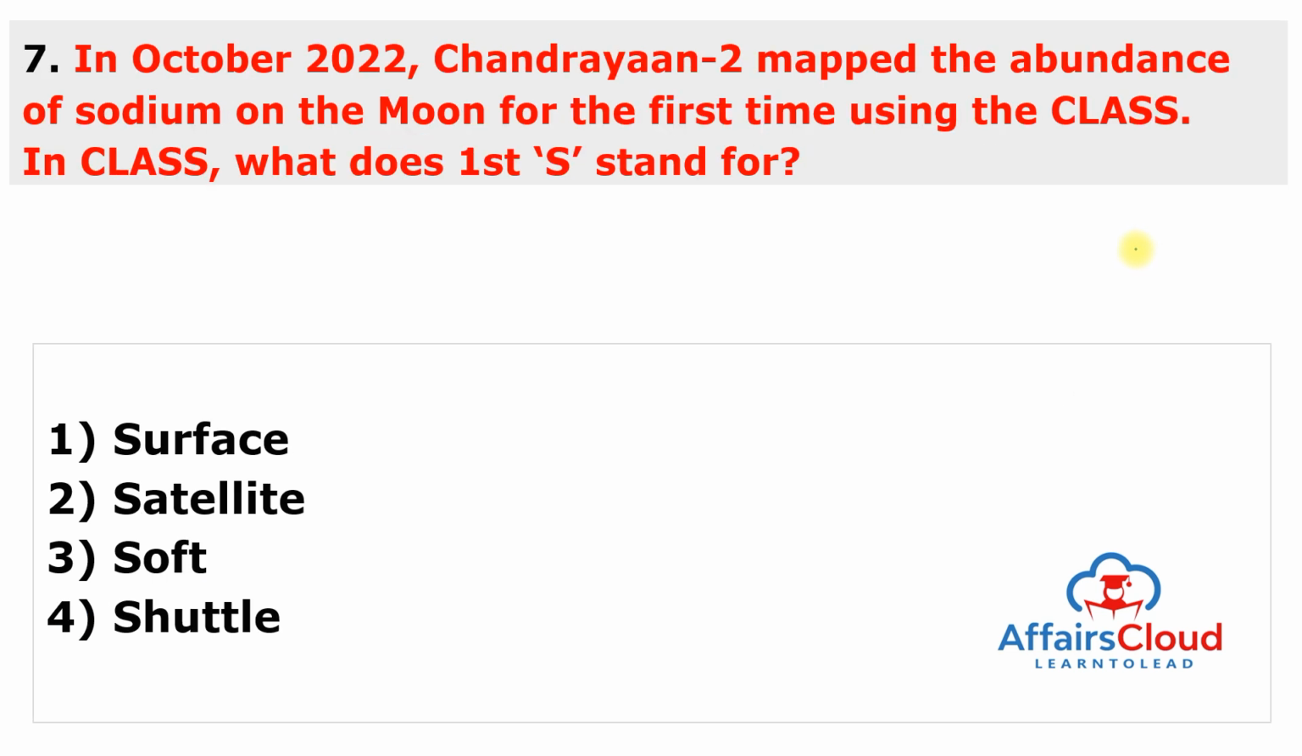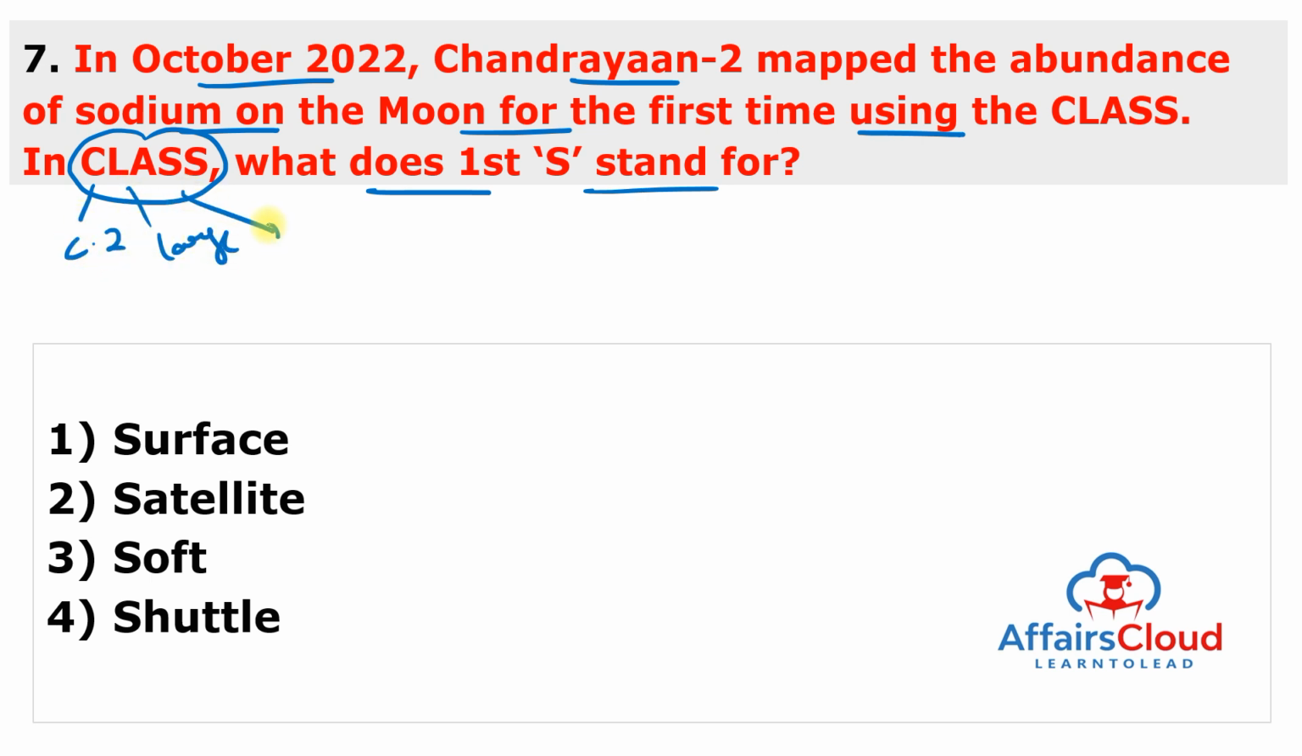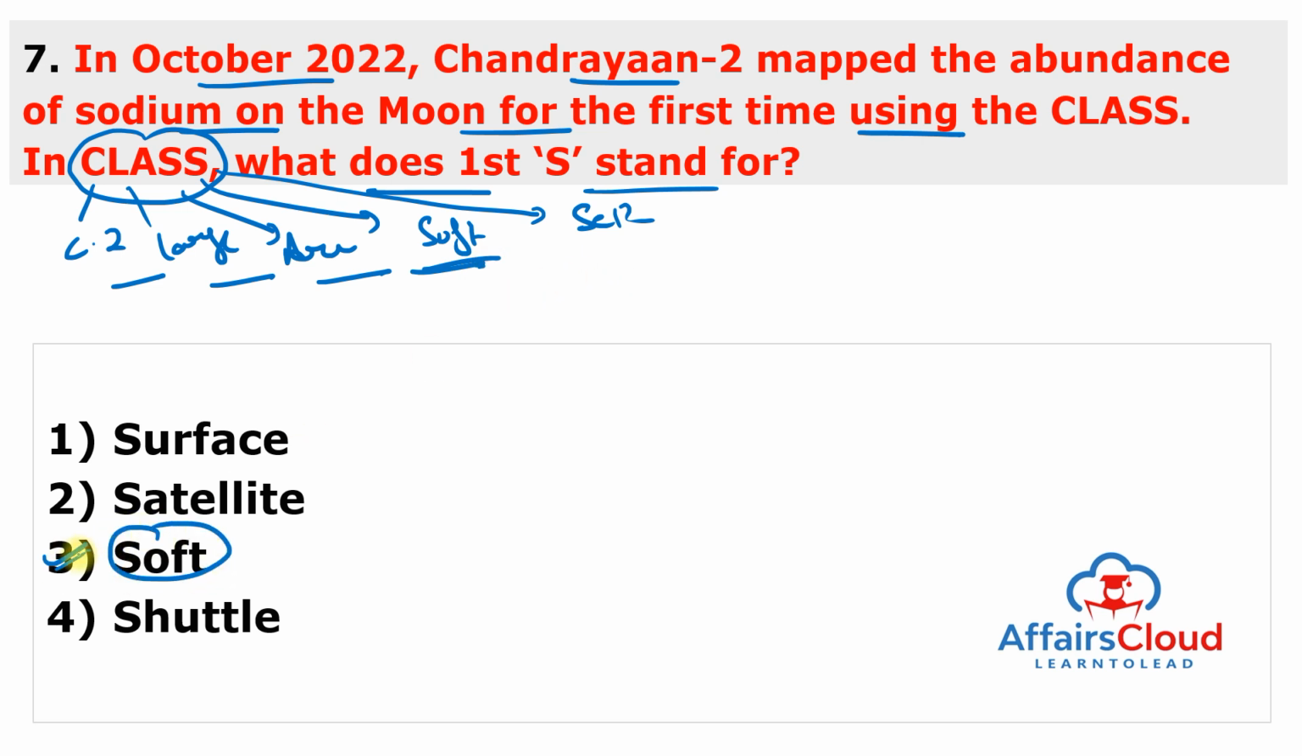Moving to the next question. In October 2022, Chandrayaan-2 mapped the abundance of sodium on the moon for the first time using the CLASS. In CLASS, what does the first S stand for? What is the meaning of CLASS? C stands for Chandrayaan-2, L stands for Large, A stands for Area, the first S stands for Soft X-ray, the second S stands for Spectrometer. So this is Chandrayaan-2 Large Area Soft X-ray Spectrometer. So the first S stands for soft. The answer to this question is 3.